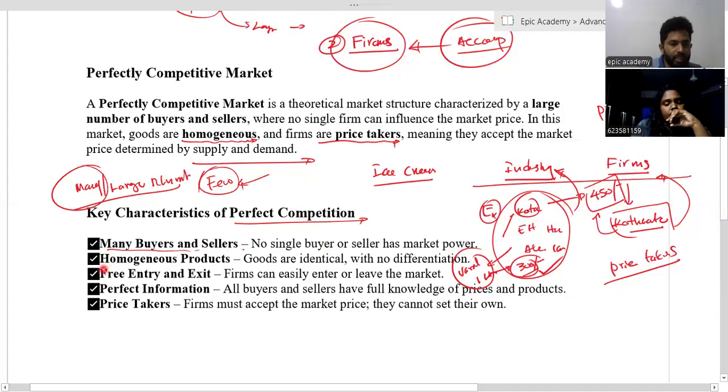So then homogeneous products, we already discussed that. Homogeneous product. Goods are identical. You know the features of the good very well, with no difference. There is no differentiation. That is why I say that you cannot identify the producer by looking at the production. That is what we call no differentiation of the productions. And free entry and free exit.